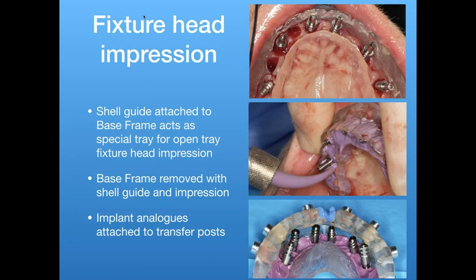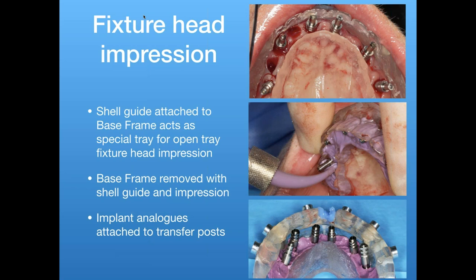Now this base frame, the shell guide, also is then useful to act as a special tray for an open tray fixture head impression. And once the impression has set, the base frame is disconnected from the bone and removed while still attached to the shell guide with the impression inside.